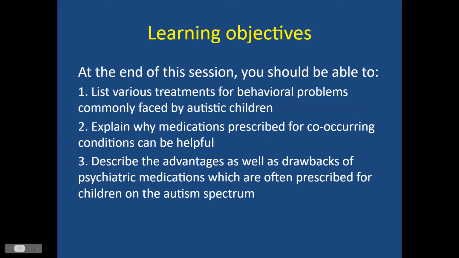Okay, learning objectives. At the end of the session, you should be able to list various treatments for behavioral problems commonly faced by autistic children, explain why medications prescribed for co-occurring conditions can be helpful, and describe the advantages as well as drawbacks of psychiatric medications often prescribed for children on the autism spectrum. Next slide.